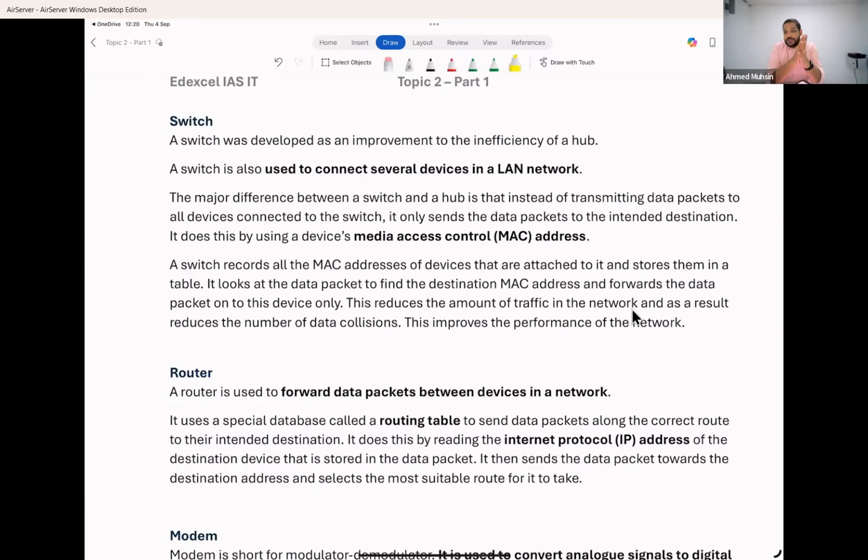This doesn't happen in a switch. So automatically, can we say data collisions are minimized? Can we say this? They told us improved inefficiency. So automatically you can say data collisions are minimized in a switch. Let's see how. Keep reading it.